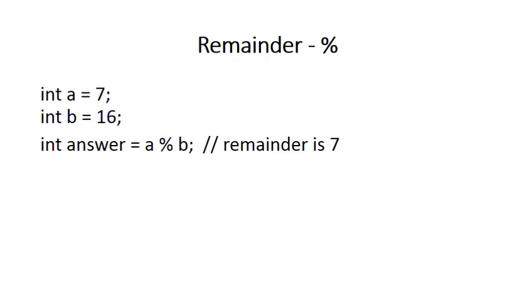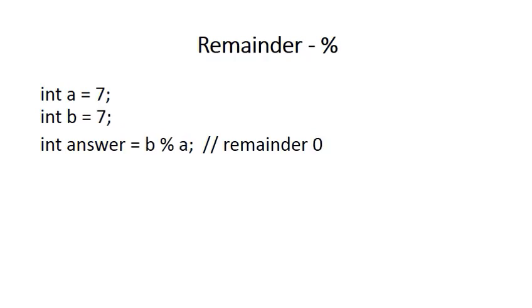But now we have an interesting complication with the remainder. If we say 7 remainder B, imagine you have 7 sweets and we're saying we need to divide the 7 sweets amongst 16 people. So the first question is, how many times does 16 go into 7? Clearly 0 times, because 16 is greater than 7. So all of them will get no sweets, and we will have 7 sweets left. So the answer of 7 remainder 16 is 7.